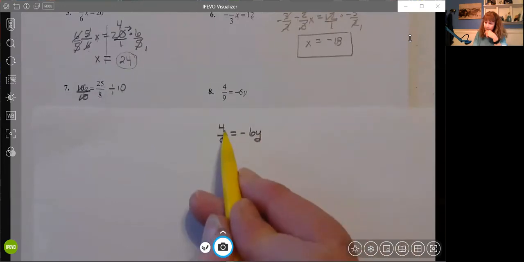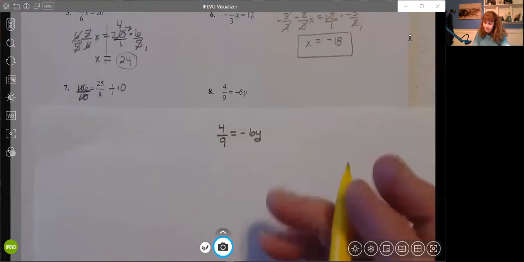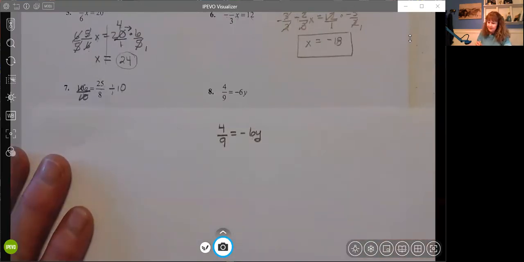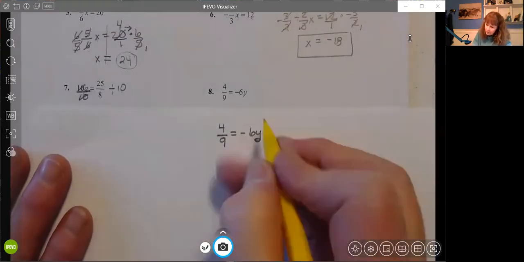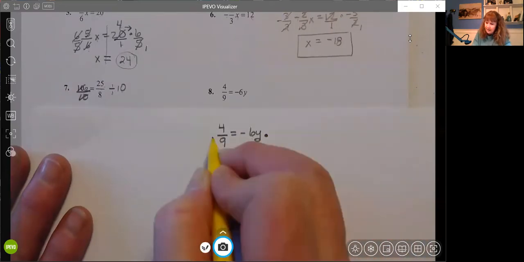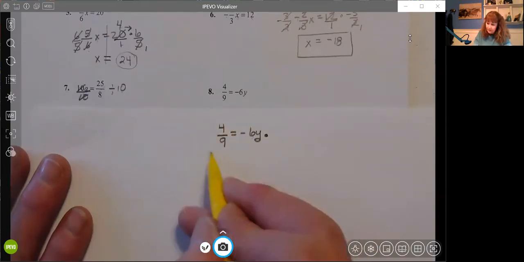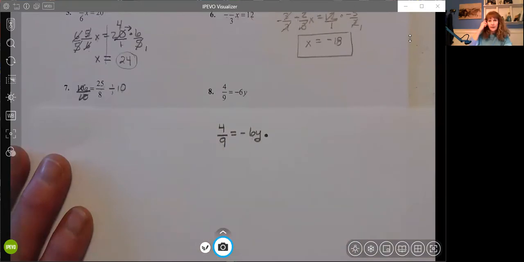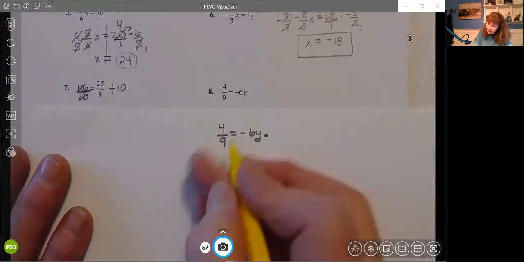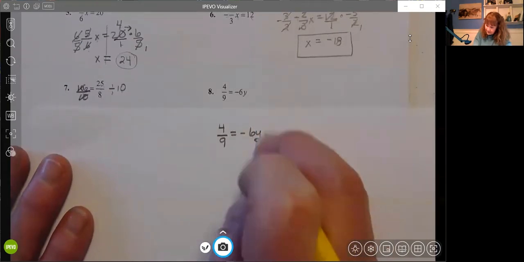So I'm going to take 4/9 divided by -6. Or here's another way: you could multiply both sides by -1/6, just because you have this fraction. Some of you may have learned that as well. But I think what we'll do is we'll divide by -6.